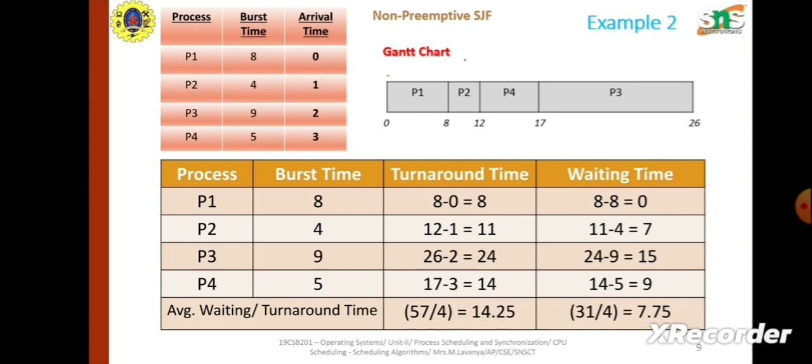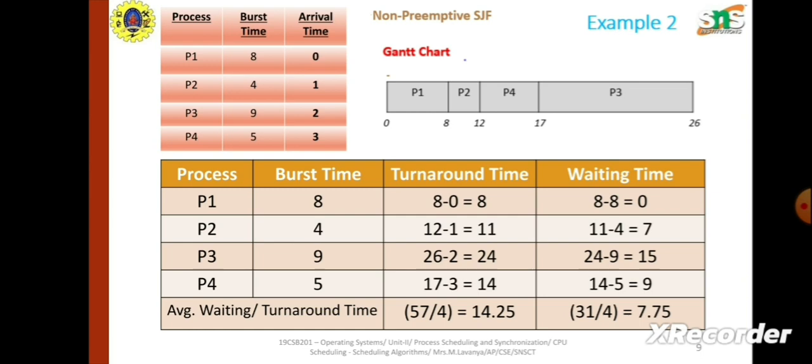For finding the average, we will be summing the turnaround times of processes P1, P2, P3 and P4. 8 plus 11 plus 24 plus 14 equals 57, divided by 4 equals 14.25, the average turnaround time for all those 4 processes executing under non-preemptive SJF. Using this turnaround time, we will be finding the waiting time of all these processes. The formula used is waiting time equals turnaround time minus burst time.